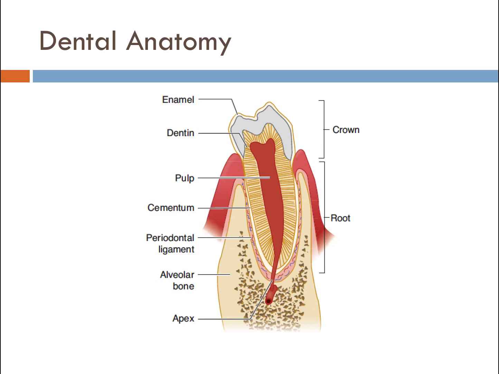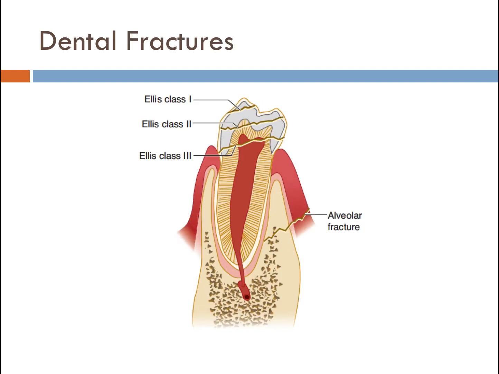Dentin is this porous connective tissue space between the pulp and the enamel, but any compromise of the dentin can compromise the pulp as well. And it's all anchored in by the periodontal ligament into the alveolar bone.